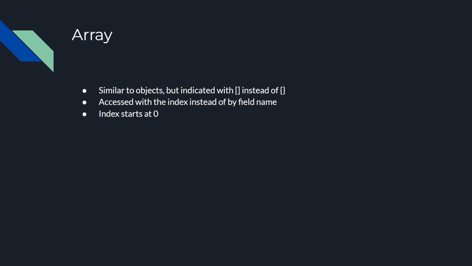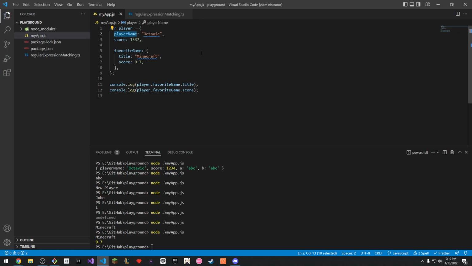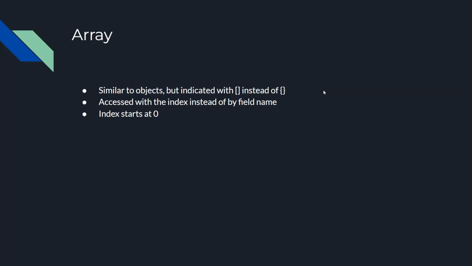So think of an array as a list of something. It's very similar to objects, but you indicate it with a square bracket instead of a curly bracket. And you access the array by the index instead of the field name. So remember earlier we have objects and you access it with this. In arrays, you're going to access with 0, 1, 2, 3, 4, with numbers, which is where the element is located. And lastly, very important, in Node.js, arrays are zero-indexed, which means the first element has an index of 0.